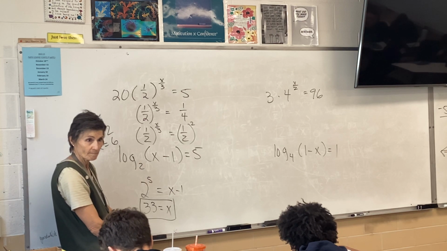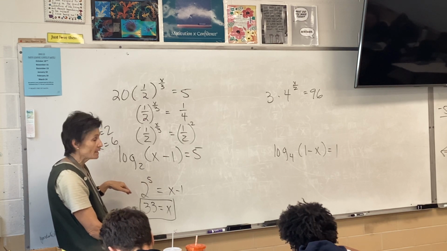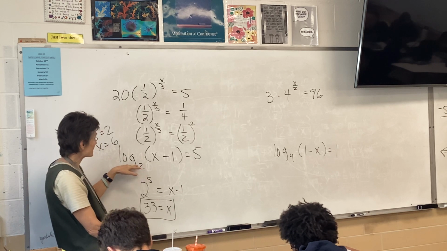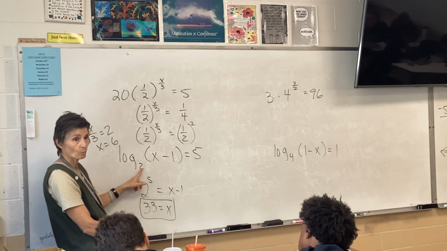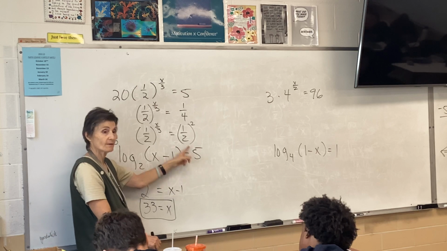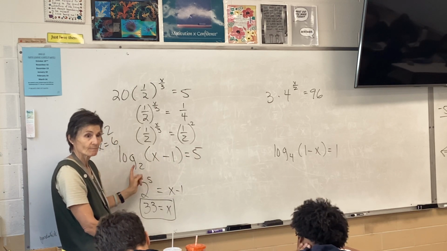Good, put your hand up. Yeah, how did the log just disappear? We didn't, we rewrote it in its exponent form, remember the log rule thing? 2 to the 5th equals x minus 1.